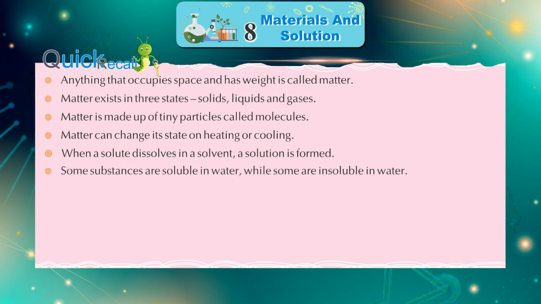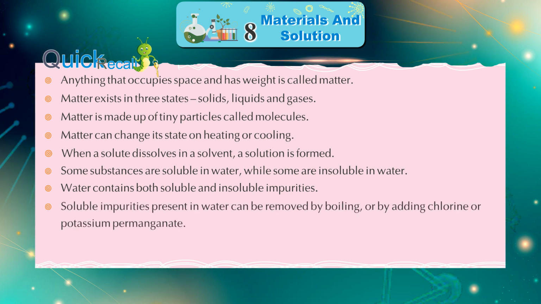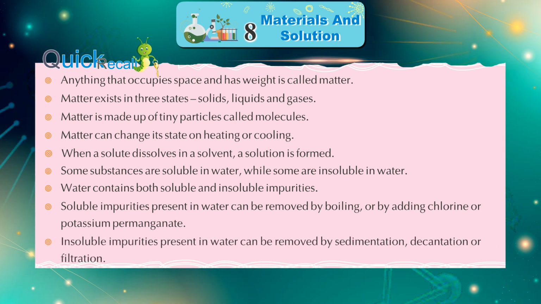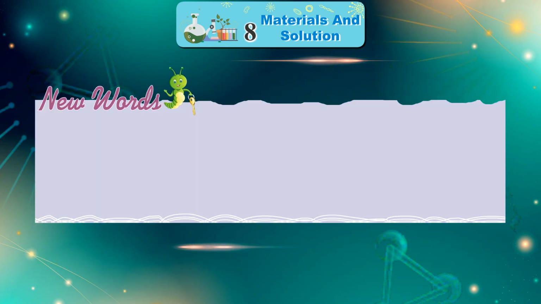Some substances are soluble in water, while some are insoluble in water. Water contains both soluble and insoluble impurities. Soluble impurities present in water can be removed by boiling or by adding chlorine or potassium permanganate. Insoluble impurities present in water can be removed by sedimentation, decantation, or filtration.